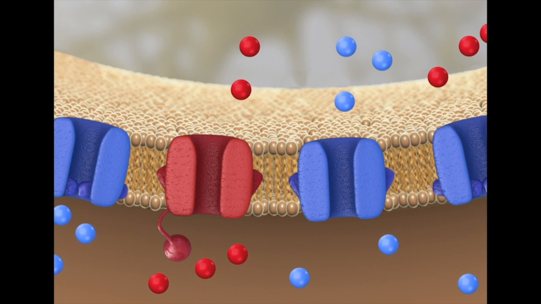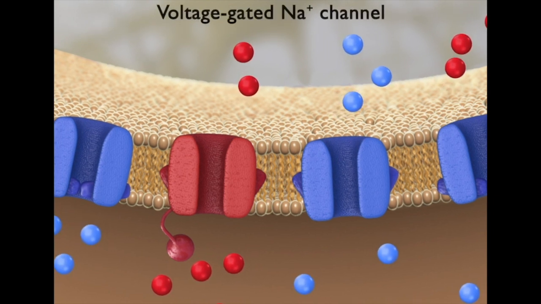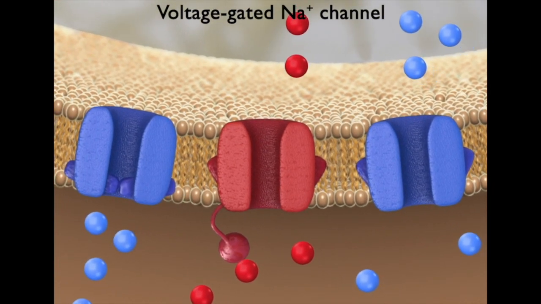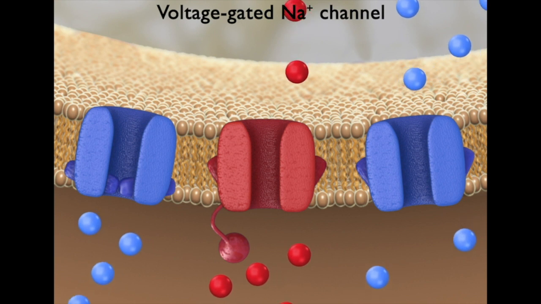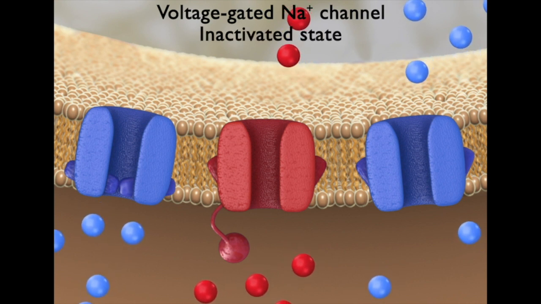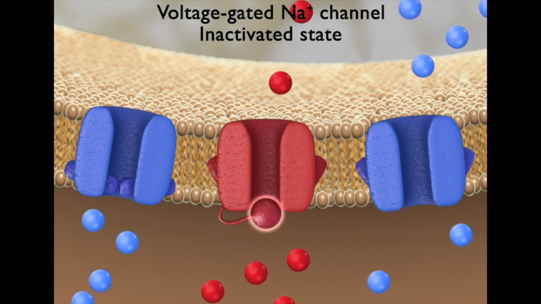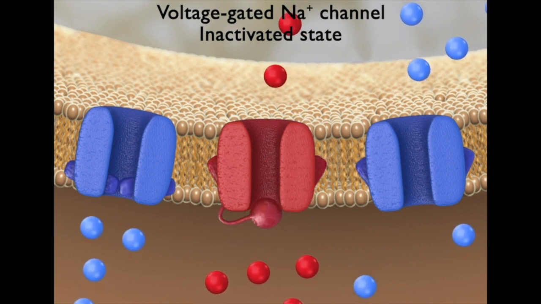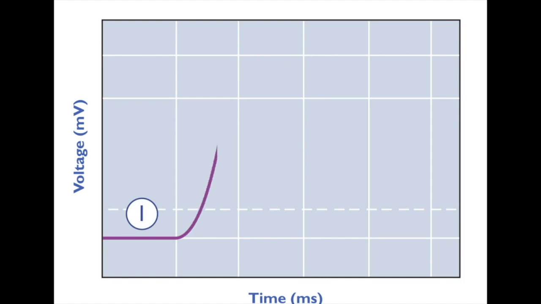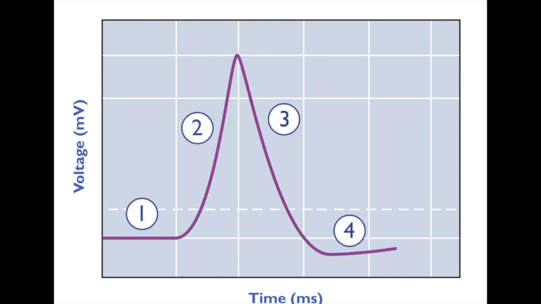As stated before, the sodium ion channel has an additional state that we don't observe in the potassium ion channel. This is an inactivated state in which the activation gate remains open, but the inactivation gate closes. Let's examine the phases of an action potential.